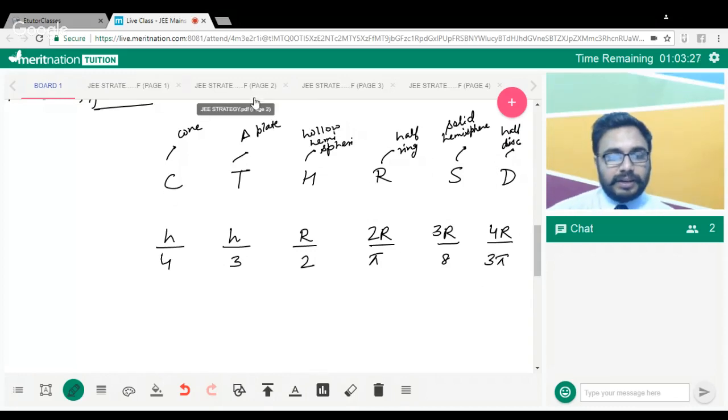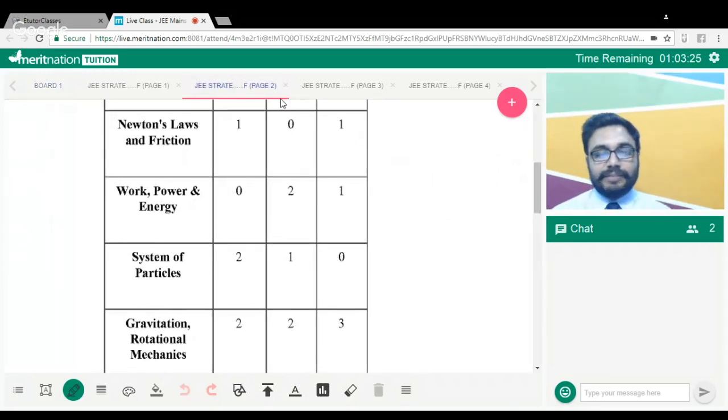Then the next thing is gravitation. In gravitation, we should know what the acceleration due to gravity is if we move up from the surface, and what it is if we move down from the earth's surface. So you should focus on these things. The motion of a satellite, the motion of two planets or a star-planet system, you should know this.